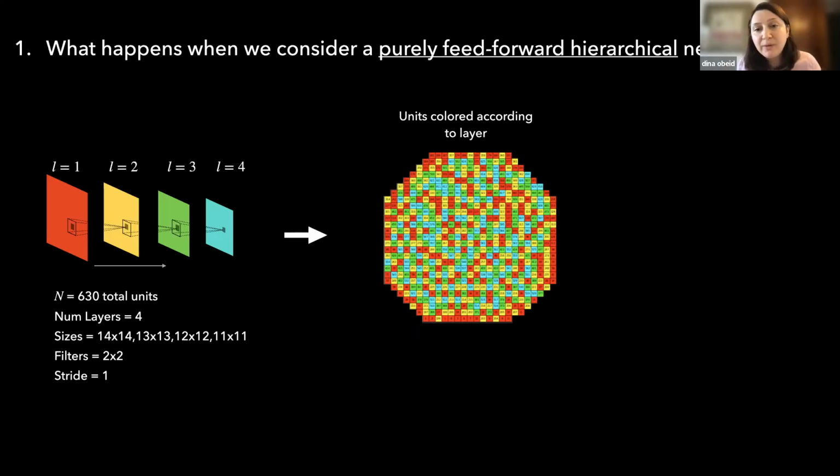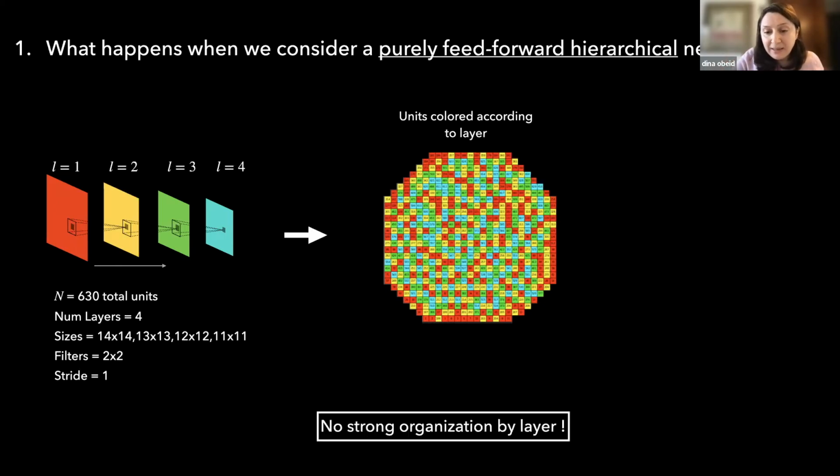So here, what I'm showing you is the units colored according to their layer. So the red units are the units which form the first layer. The yellow units are the units which form the second layer, and so on. So we don't see a huge organization by layer, especially for the top layers. And then I can ask myself, well, how will the receptive field organization look, right? Because I'm interested basically in topography, in the retinotopy that such networks produce.